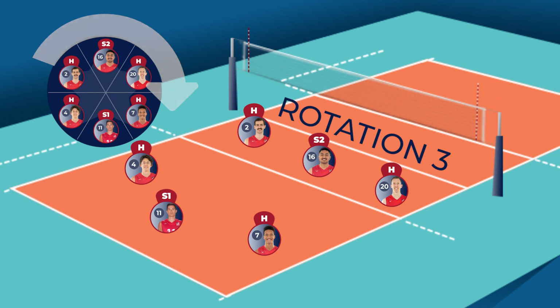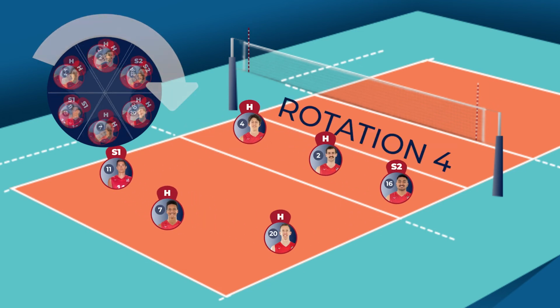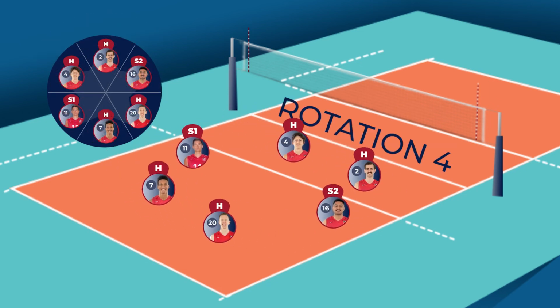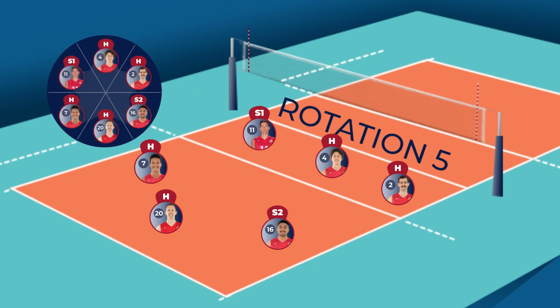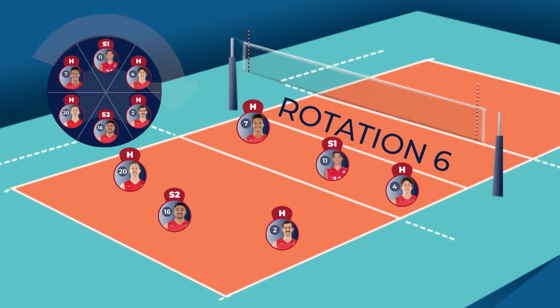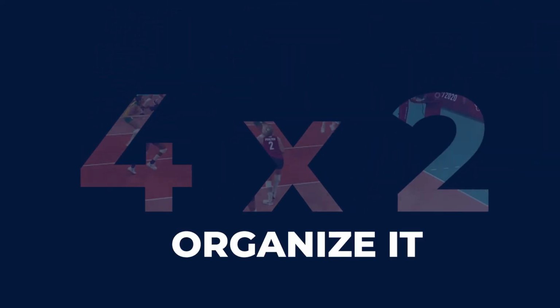Looking at all 6 base positions of the 6 rotations, note that, within this system, the last 3 rotations look identical to the first 3 rotations, with the other 3 players now in the front row. The 4x2, organize it.